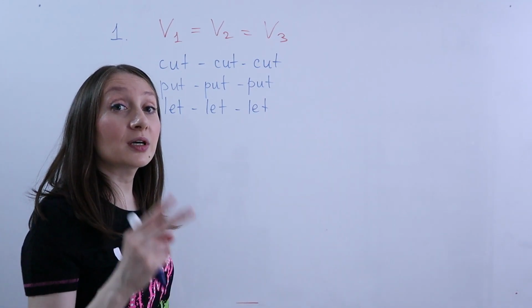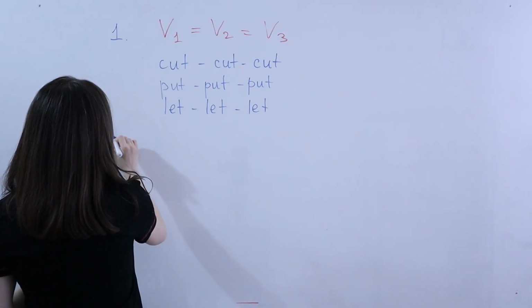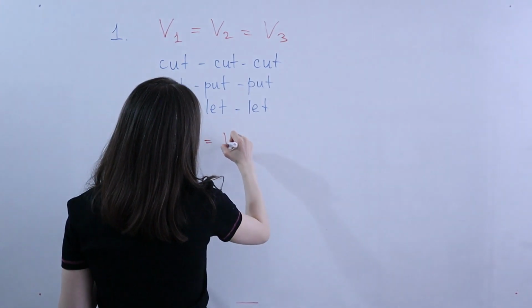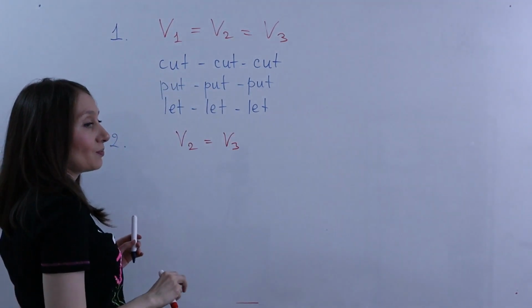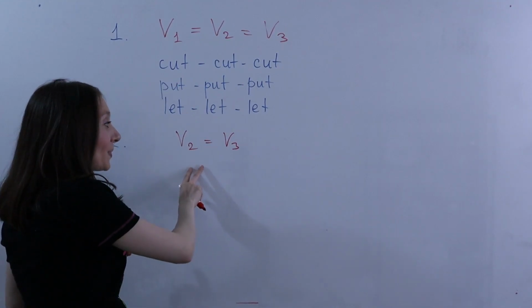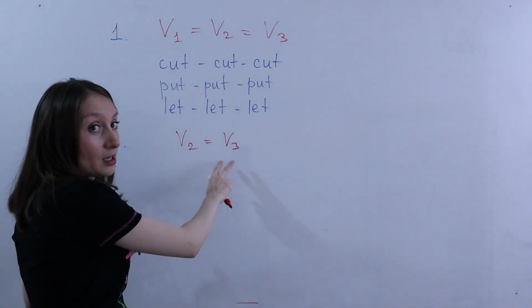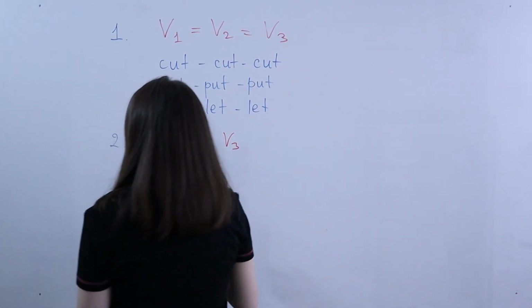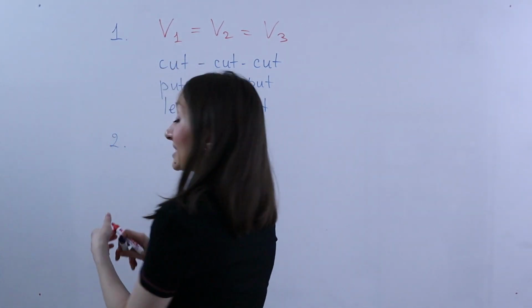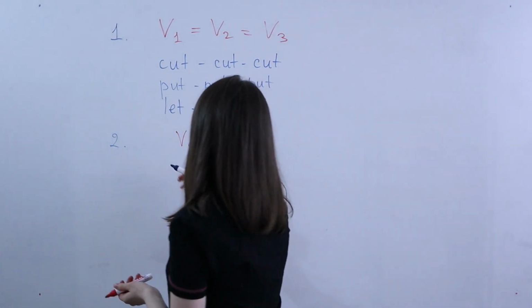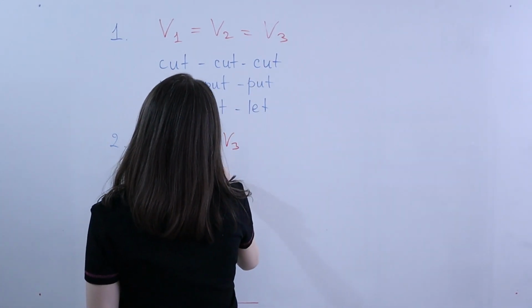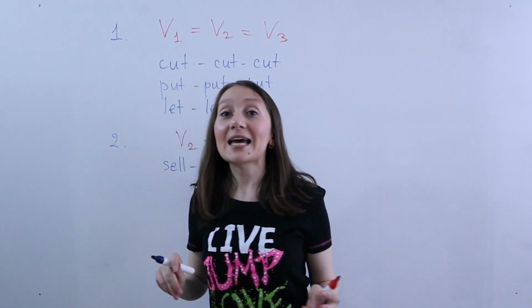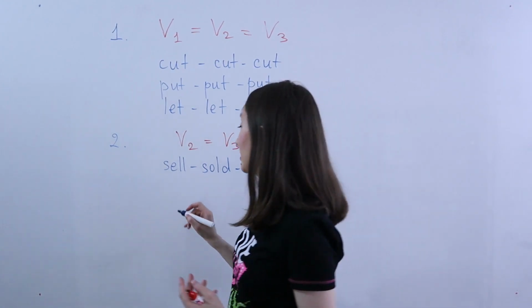So, the group number 2. Let me write the next group. So, verb 2 and verb 3 are the same. It means verb 1 is one verb, but we change the verb 2, and then verb 3 is the same like verb 2. Past simple and past participle are the same. For example, sell, sold, sold. Next one. Tell, told, told.